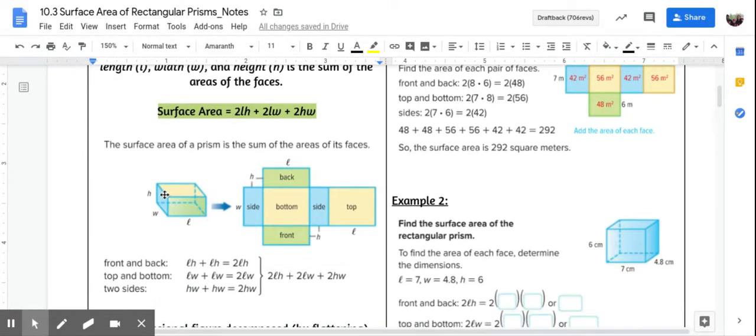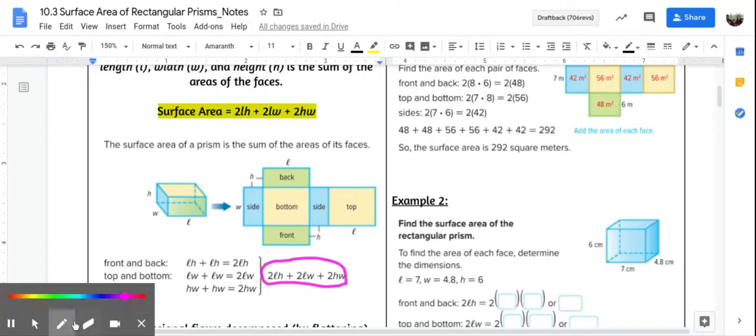So I have an example here. When we practiced yesterday, we had a rectangular prism and we unfolded it and we had all of these different parts. Then we added up length times height plus length times height plus length times width plus length times width plus height times width plus height times width. We can simplify that and take it 2 times length times height plus 2 times length times width plus 2 times height times width. So this is going to be our main formula we're going to focus on.